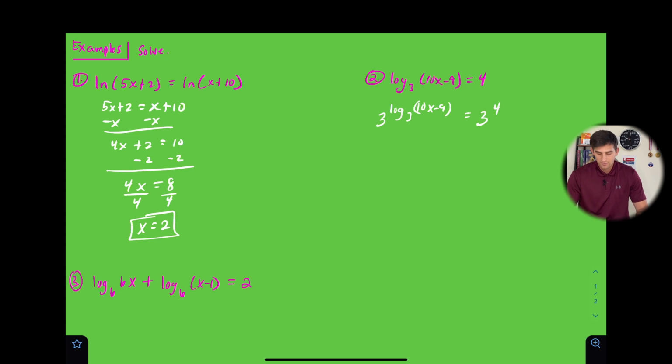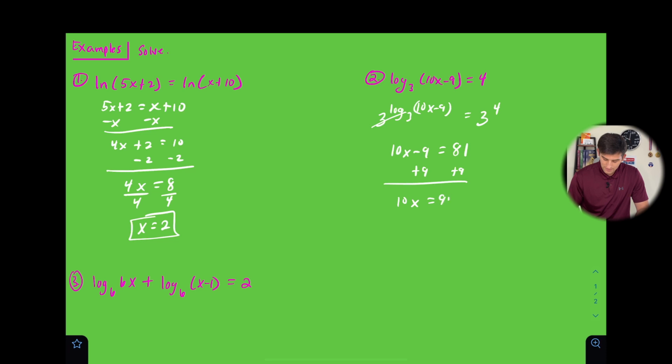Now this 3 and log base 3, those are going to cancel. So now we have 10x minus 9 is equal to 3 to the 4th power, which would be 81. Now we can simply solve this by adding 9 and then dividing by 10. So we're going to get x equals 9 for number 2.